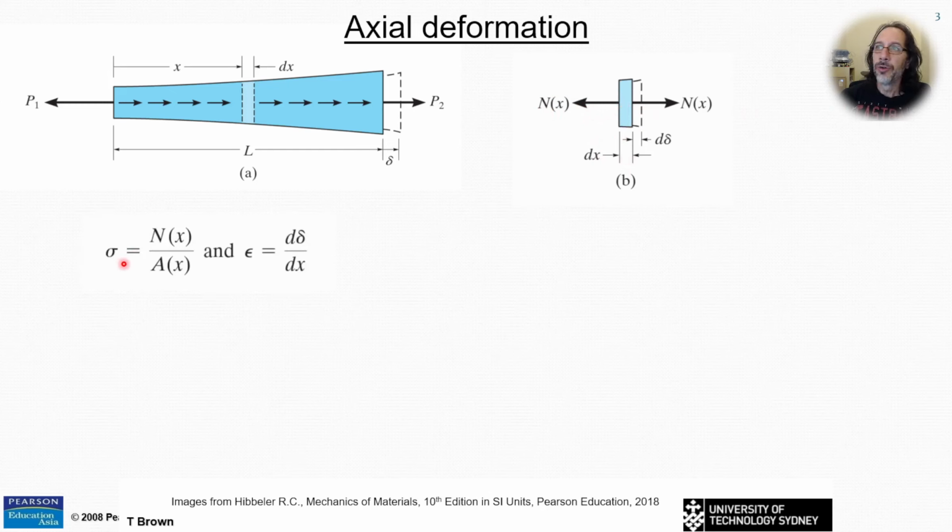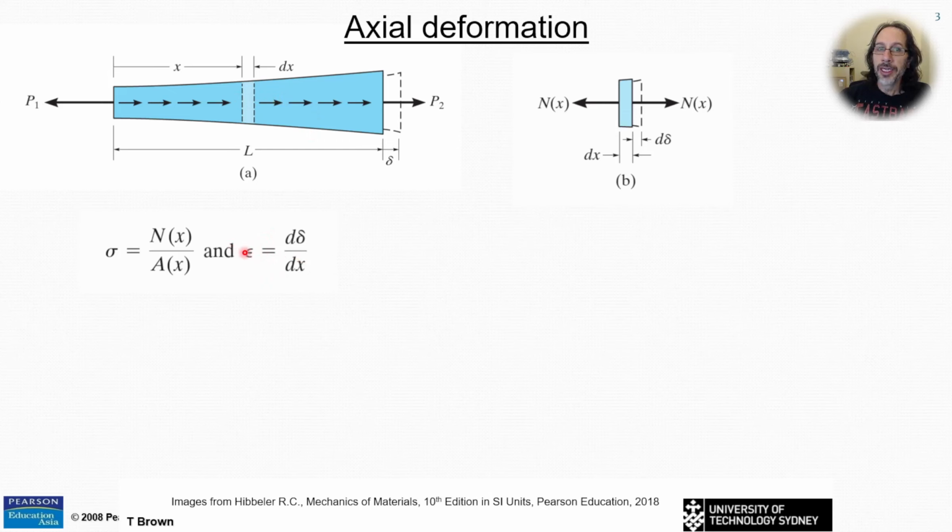Now we know if the stress is uniform over this area, so if we're away from where the loads are applied, according to Saint-Venant's principle that we just looked at, then we can say that stress is equal to the internal normal force over the cross-sectional area at some location x. We're allowing for the fact that the cross-sectional area may change, so the stress and strain may change throughout the length.